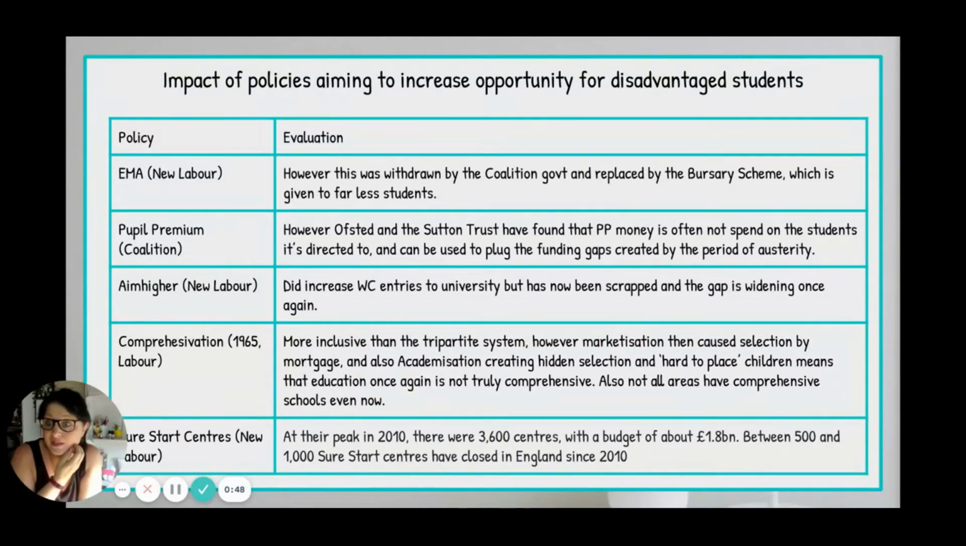So we can criticise the tripartite system, but then comprehensivisation came in to try and undo some of this, and we can criticise that because we still have this marketised system where there's a selection by mortgage, and academisation has then brought in hidden selection and over subscription policies, and ways that children are still selected into certain schools. Hard to place children have arisen out of this system. So obviously these schools still vary between the areas that they're in. And one other evaluation that's really important here is that not all of the UK has gone to comprehensivisation. Many areas of the UK have remained with the grammar system and the bipartite system.